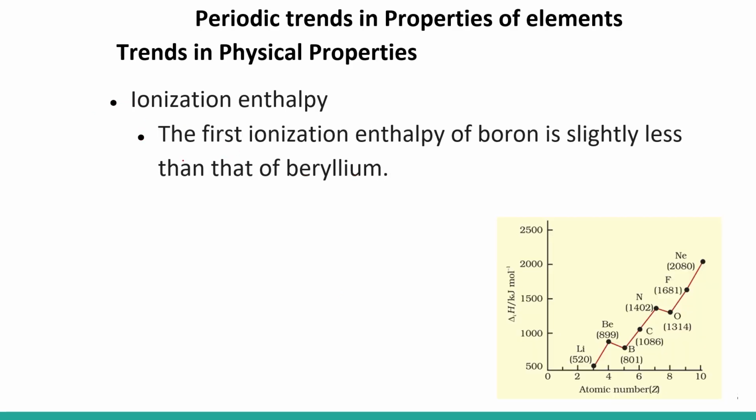Now there are some exceptions in it also. You can see here, you have seen from the graph that as we move from lithium to beryllium to boron to carbon, there is a decreased radii. So the ionization enthalpy must have increased in the similar fashion, but it is not so. The atomic radii is decreasing, so the ionization enthalpy must have increased, but this trend is not so obvious.